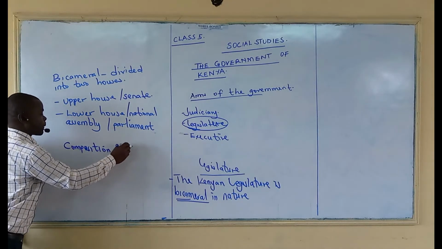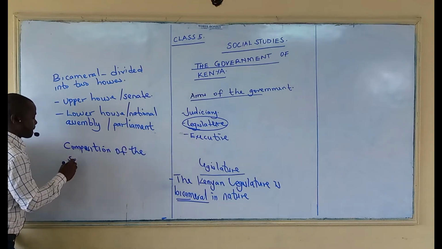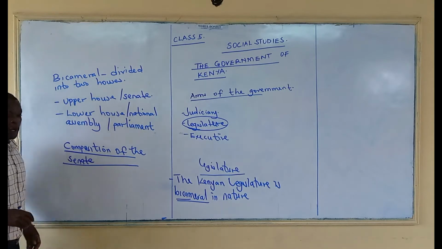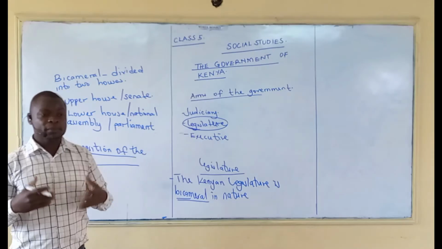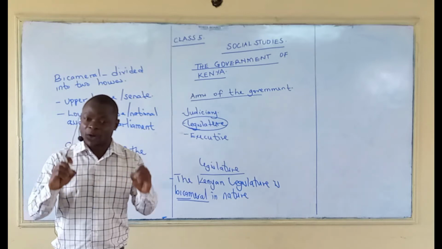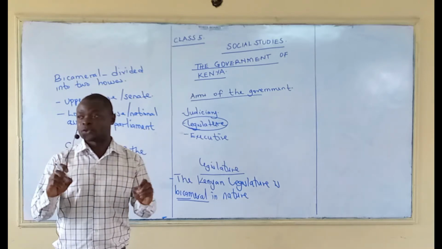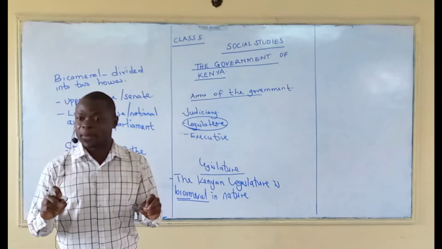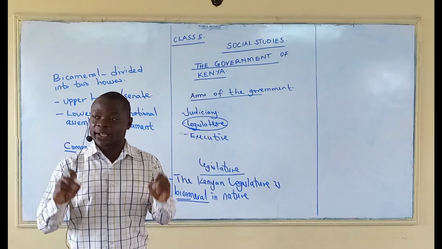Now, my good learners, I would want you to understand this well, because this is where we go wrong. The Kenyan legislature, as we have said, is divided into two. One, we have the upper house, and we also have the lower house. We've said the upper house is also called the Senate, and the lower house is also called the National Assembly.